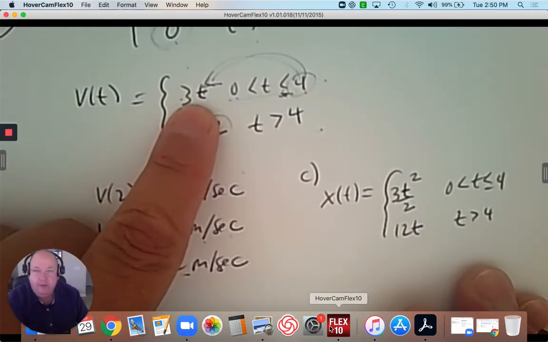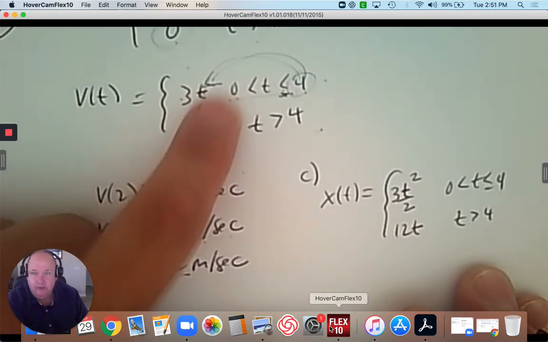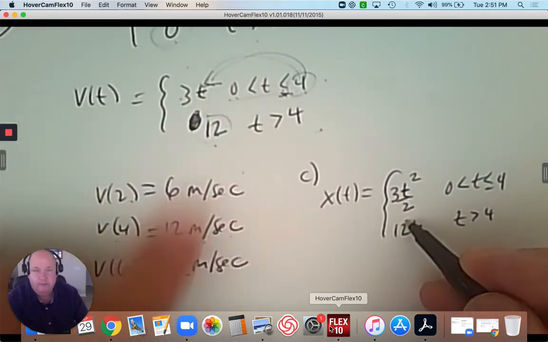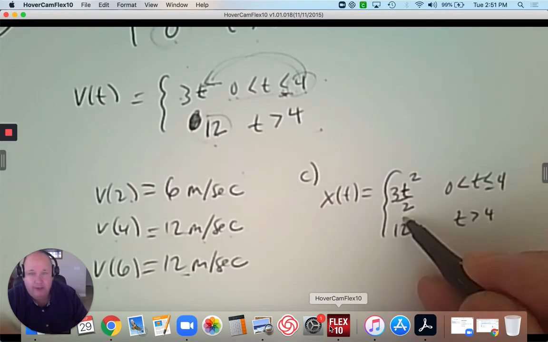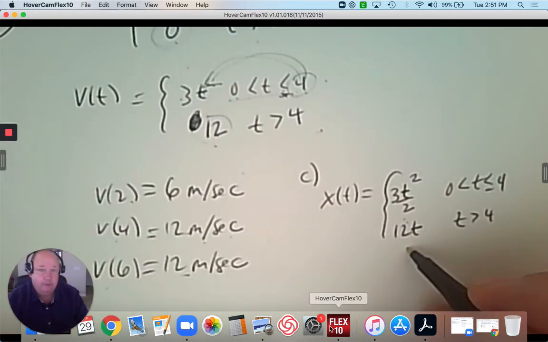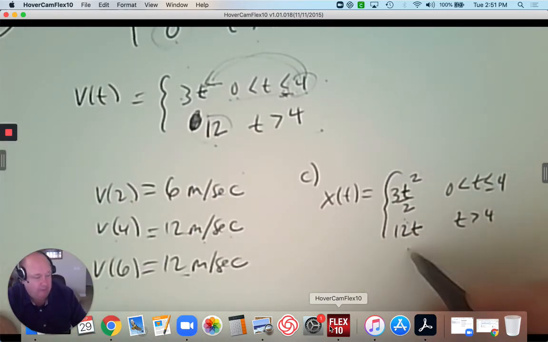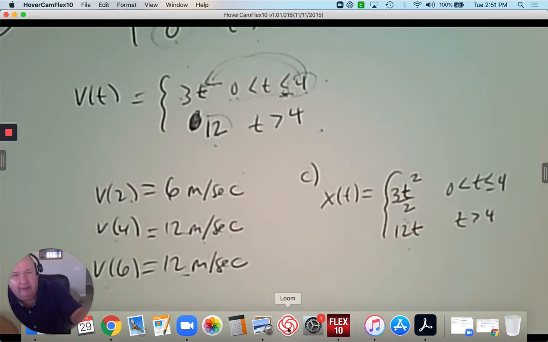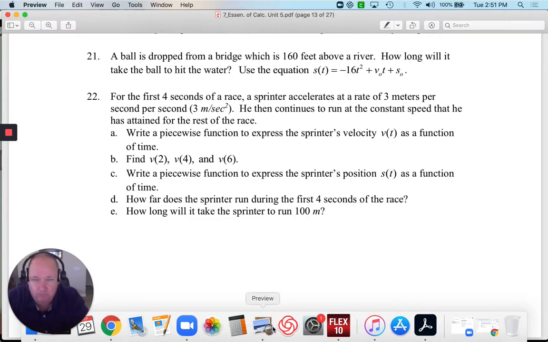So again, the antiderivative here is t squared divided by 2. That's this. So it's 3t squared divided by 2, and 12, the antiderivative is just 12t. So there is a piecewise function describing position. How far does the sprinter run during the first 4 seconds of the race? So during the first 4 seconds, you would plug in 4 into the top.